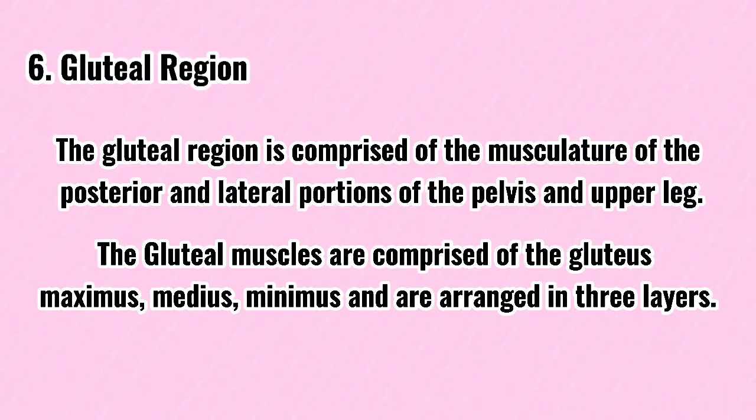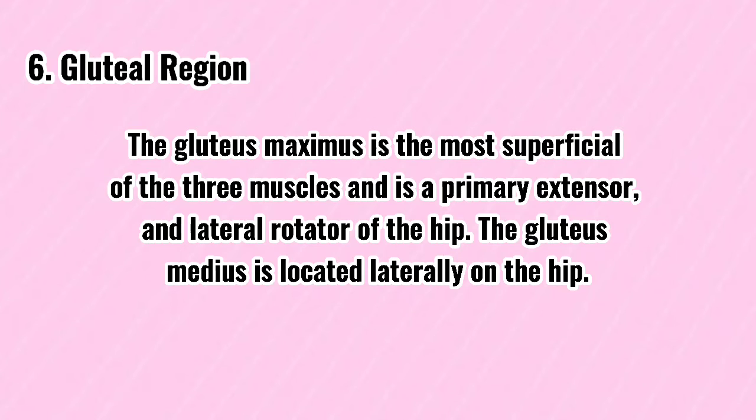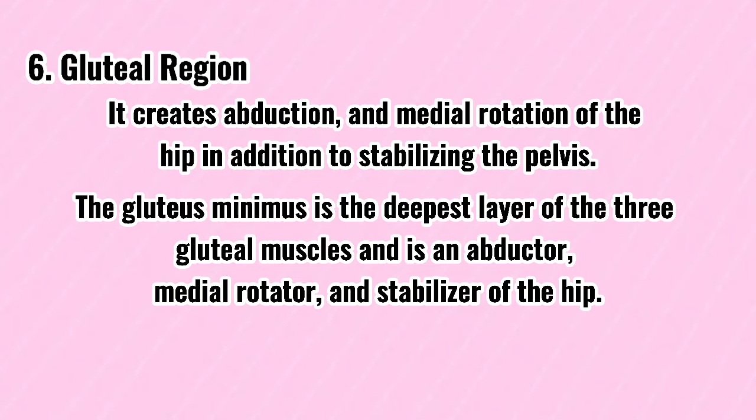Gluteal region. The gluteal region is comprised of the musculature of the posterior and lateral portions of the pelvis and upper leg. The gluteal muscles are comprised of the gluteus maximus, medius, minimus, and are arranged in 3 layers. The gluteus maximus is the most superficial of the 3 muscles and is a primary extensor and lateral rotator of the hip. The gluteus medius is located laterally on the hip.